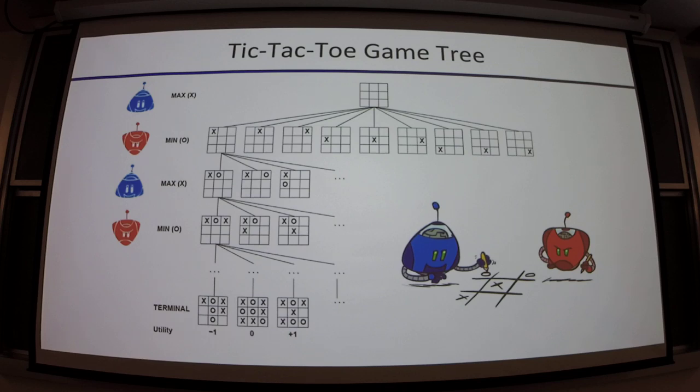So let's think about tic-tac-toe, maybe. This is pretty simple, right? You see the good guy is blue, the bad guy is red. So the red robot takes the first move, right? Those are the possible states. Each of those has some child, right? That's Max's turn. They place an O, or an X, and so on. You can see how this works.